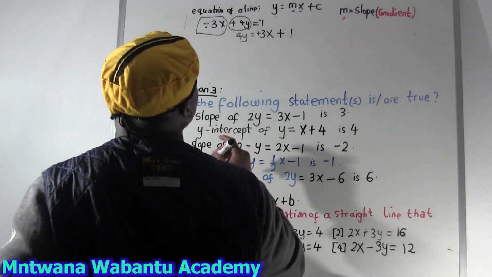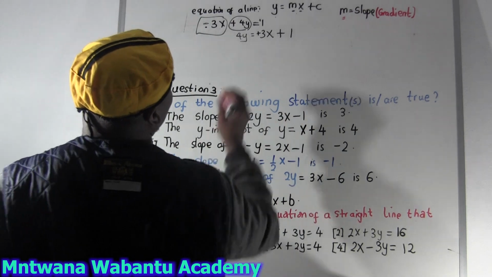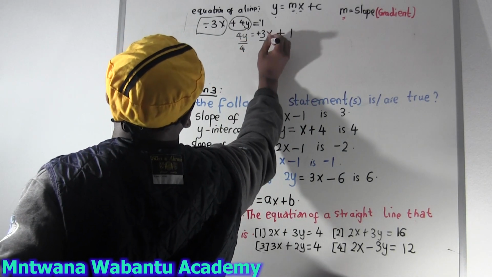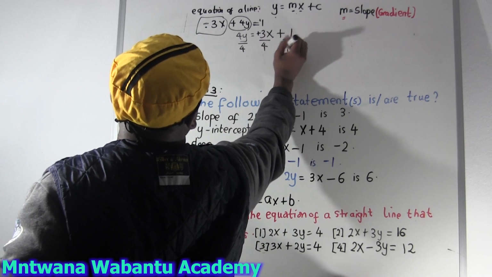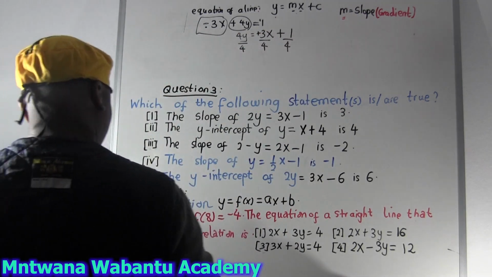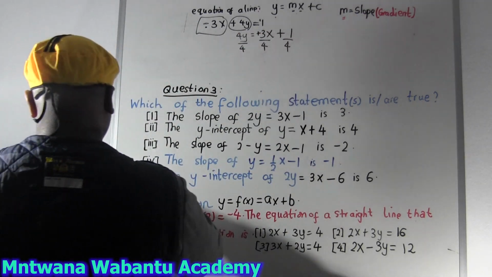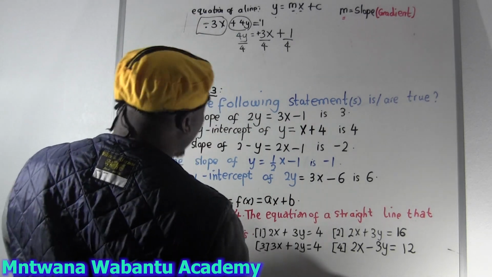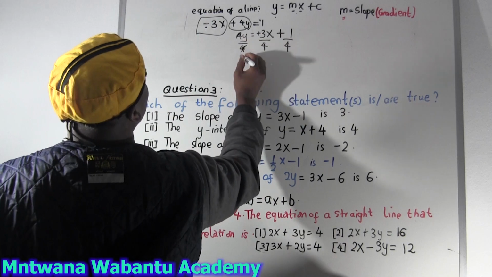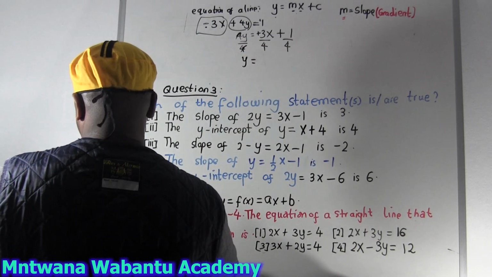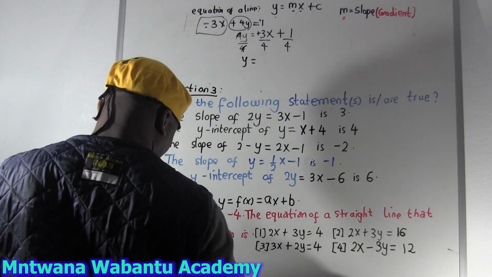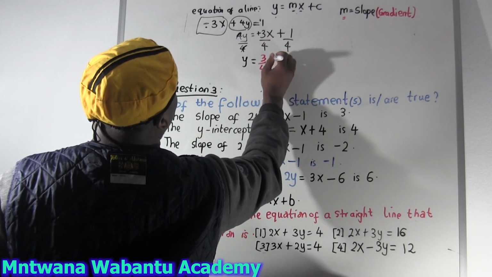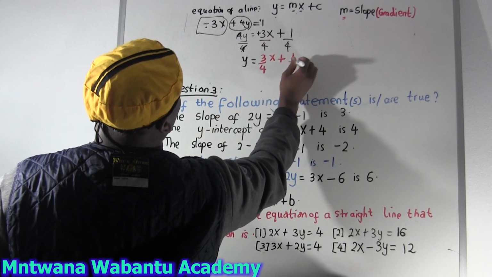Still, we haven't finished. y has to be alone, so we divide by 4 throughout, each term. So finally, the 4 and 4 cancel, and we're left with y equals 3 over 4 x plus 1 over 4.